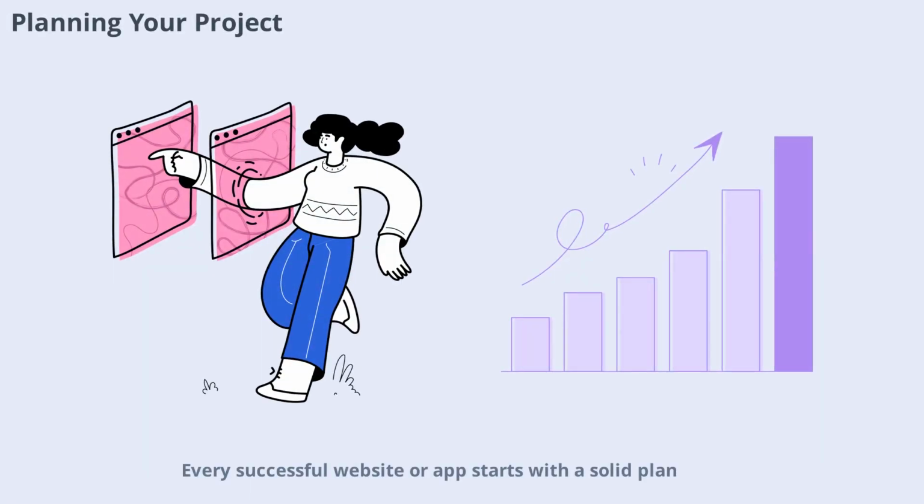Every successful website or app starts with a solid plan. Begin by defining your goals. Are you showcasing a portfolio, selling products, or providing a service? Next, outline your target audience and the features you want to include. Sketching a sitemap or wireframe can help you visualize the structure. This planning phase saves time and ensures your project stays focused as you move forward.